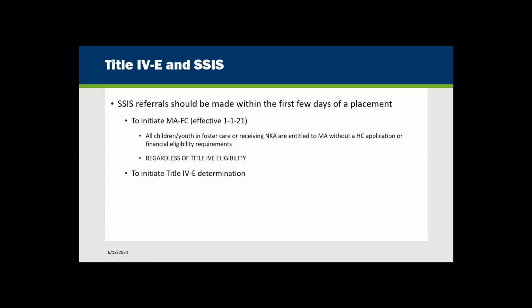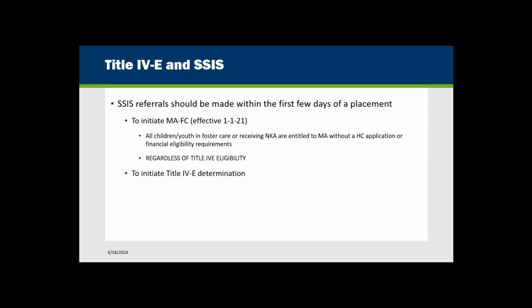There are two primary reasons for that. The first is to initiate MA foster care or MAFC. Effective January 1st, 2021, all children or youth in foster care or children receiving North Star kinship assistance became entitled to MA without a healthcare application and also without having to meet any financial eligibility requirements. And that automatic MA or the MAFC is for all children in foster care receiving North Star kinship assistance, regardless of Title IV eligibility.